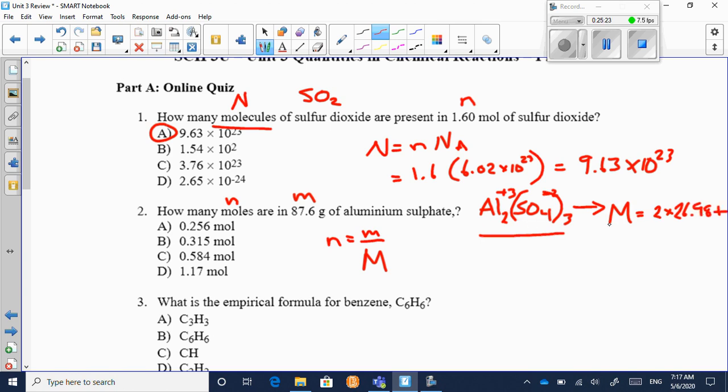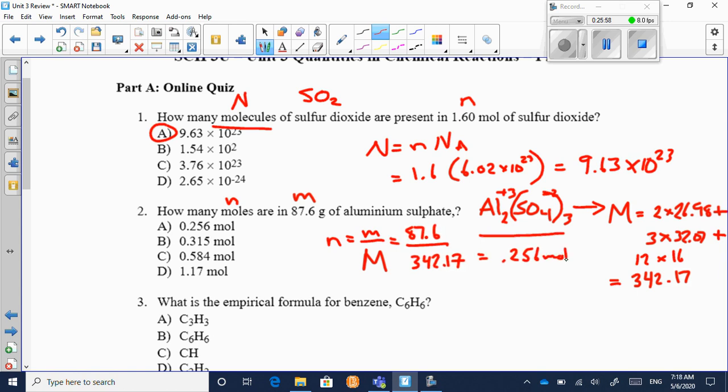Look at this. There are 3 sulfurs. The 3 affects everything in the brackets, so it's 3 times 32.07, plus. And then look at this, 3 times 4, there are 12 oxygens there, so 12 times 16. And so aluminum sulfate weighs 342.17 grams per mole. So it's going to be 87.6 grams divided by 342.17 grams per mole. And when you do that calculation, you get 0.256 moles.